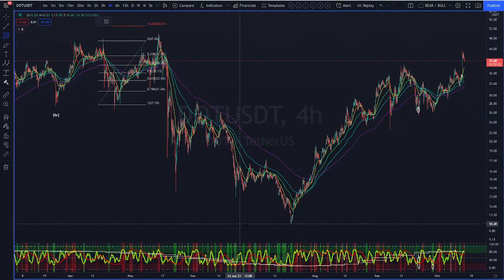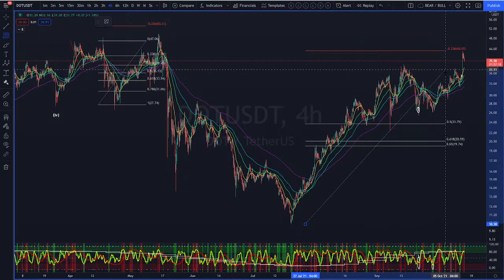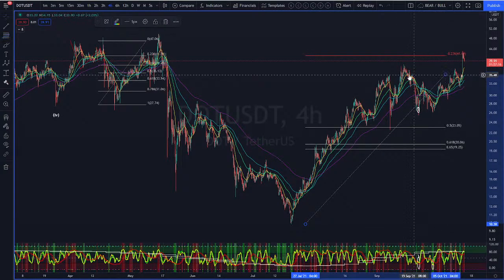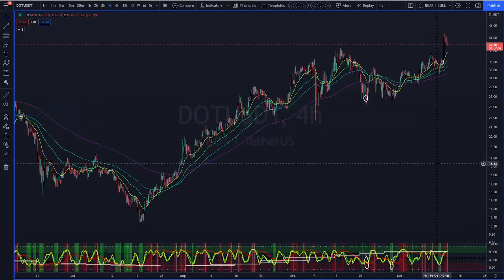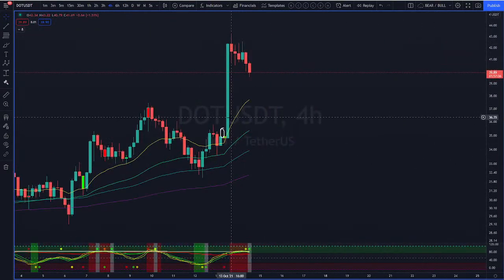What I'll say based on this, right from there, we get this pullback to the 50, and we hit our target at about 41. So if you're looking for new buys, I would say DOT is probably not it. If you weren't able to capture this move, it was a 21% move. If you didn't capture this and you're looking to buy DOT, you're chasing green, and I always advise against that.